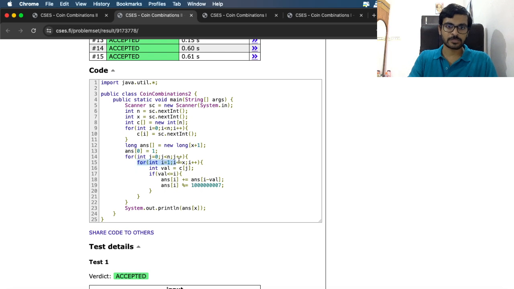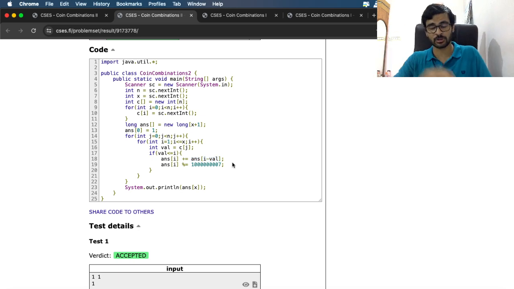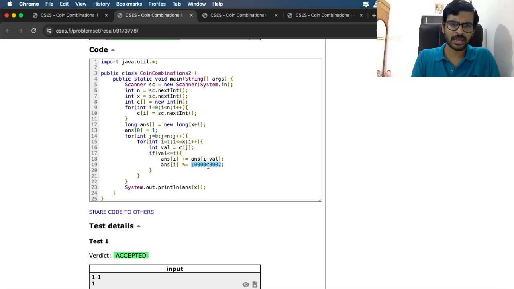Now you're going from 1 to x. Why not 0? For 0 also you can go. It's the same thing, but answer 0 equals 1. Nothing changes for answer 0, so that's why it's taking from 1 to x. And then this is the val, this is the jth item. You take the jth item, and if the value, that is Cj, is less than equal to i, then you can go for that. Basically, you can take that coin because the coin is not bigger than your current sum, current target. That's what we are checking, and the modulus thing.